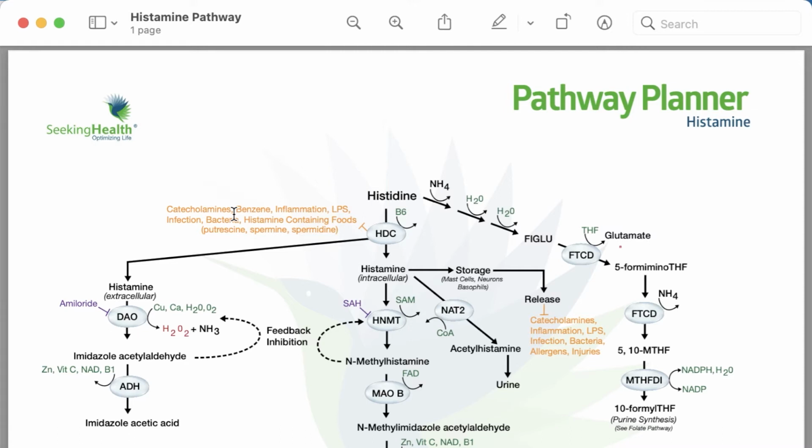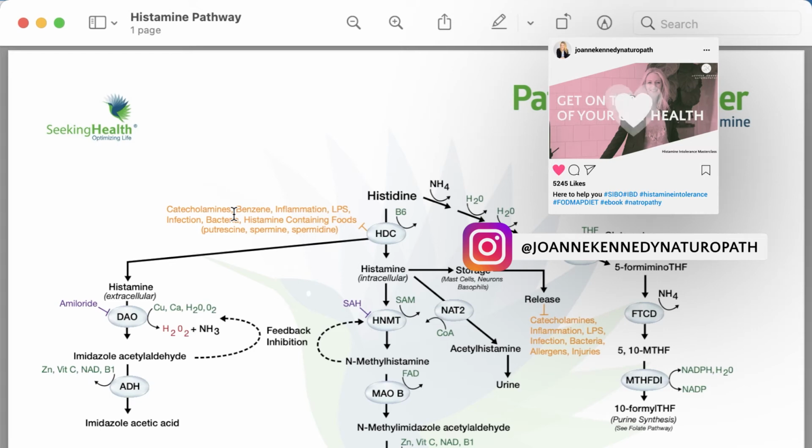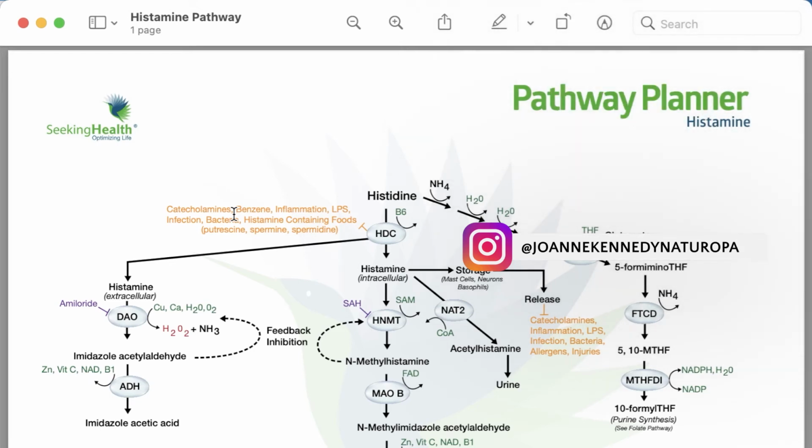Oxalates, which are tiny little crystals that can build up in the body, they cause a lot of inflammation, tissue damage, and histamine release. And gluten intolerance is another thing that will really cause a lot of inflammation in the body for a lot of people.